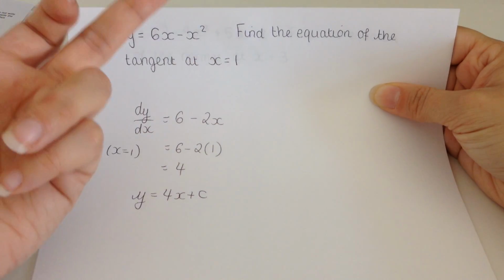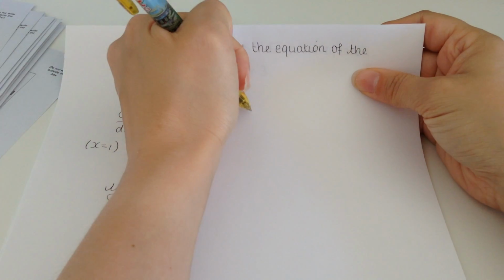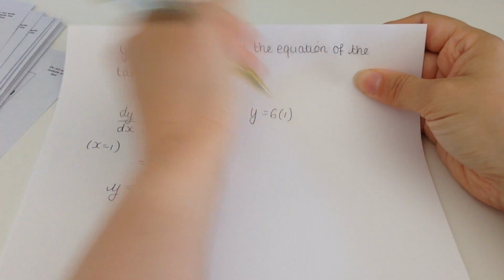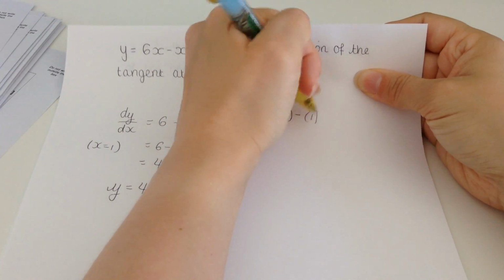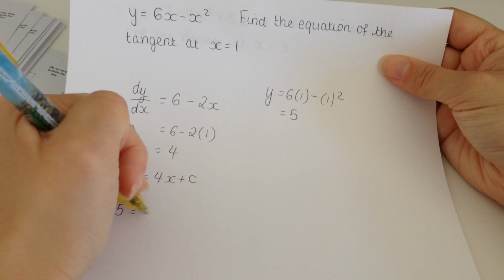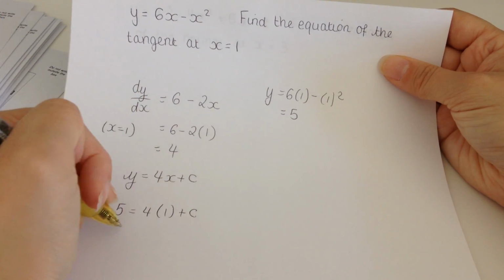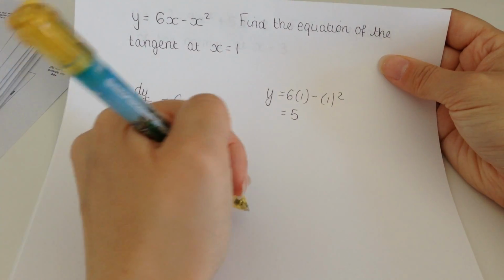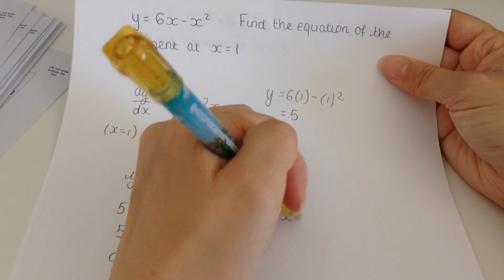They didn't give us a y, they only gave us an x, so we're going to have to find the y. Make sure you use the y equation for that, not the dy by dx. So I work that out, that gives me 5. So then I can sub 5 equals 4 times 1 plus c. 5 is 4 plus c, so c is 1. So y equals 4x plus 1.